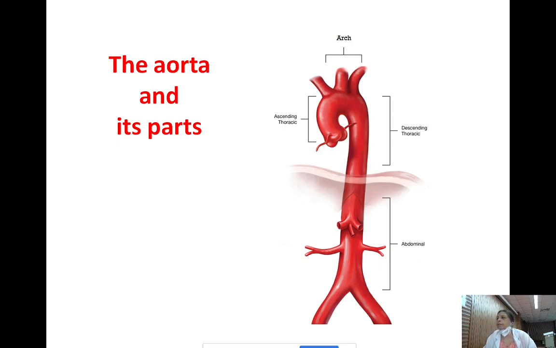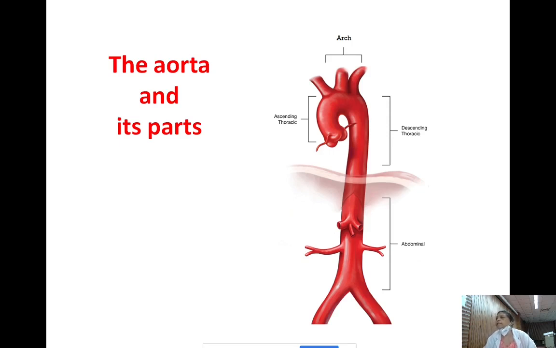It ascends upwards, so that's why it is known as the ascending aorta. That part, the ascending aorta, is situated in the middle mediastinum. It goes up to the sternal angle. Sternal angle, you know, is also known as the angle of Louis. That is at the level of the fourth and fifth thoracic vertebra.